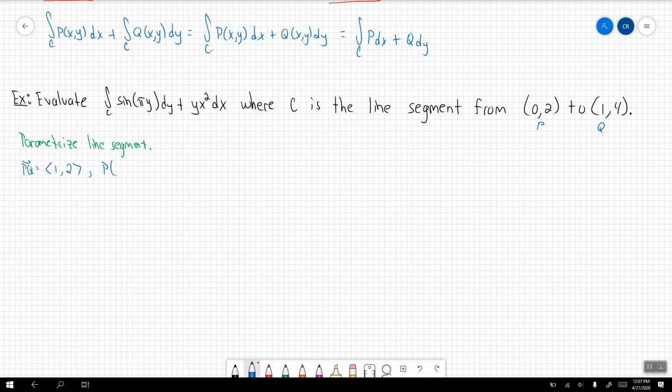Starting point (0, 2). All right, which means my position vector here is going to be r(t) = <0 + 1t, 2 + 2t>, like such. And we're going to make sure we parameterize this with certain parameters on here. So t from 0 to 1, there we are.